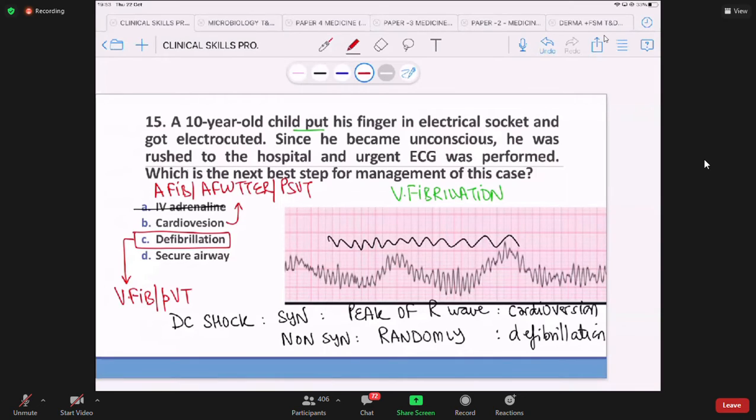I'll come back to the agenda. One doctor had raised this query: why is the answer in 15 not D? You see, nowadays the resuscitation protocol is not ABC. It is CAB.